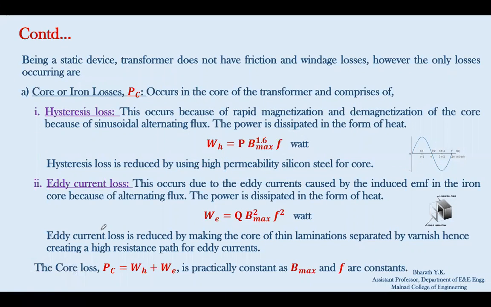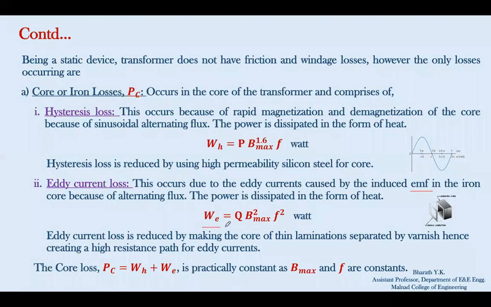Next is eddy current loss. Here, the transformer core is also made of conducting material. When the alternating flux links with the core itself, it induces EMF in the transformer core. This EMF sets up a circulating current in the transformer core, because of which the power is dissipated in the form of I square R losses.